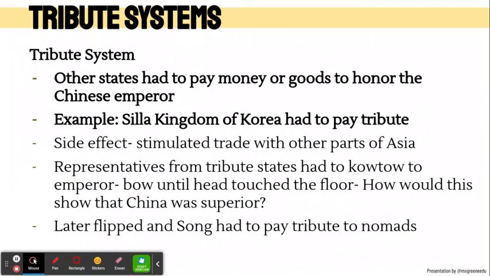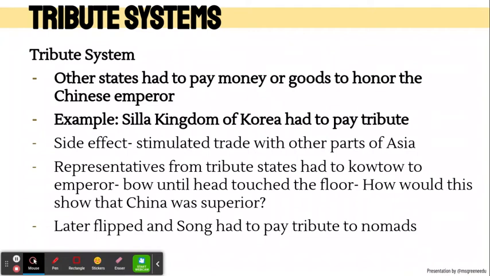All right, another important term related to China in this time period is tribute systems. A tribute system is when there is another state or empire that has to pay money or goods or honor to your state, in this case, China. So there were other states that had to pay money or goods or honor to the Chinese emperor. What a tribute system is really saying is we as the stronger empire, in this case China, will pretty much leave you alone and not destroy you if you pay us. So they have to pay tribute and honor to China in order to continue to exist.